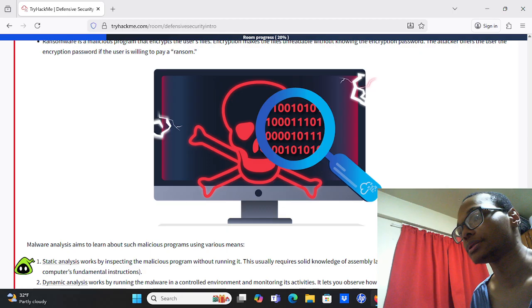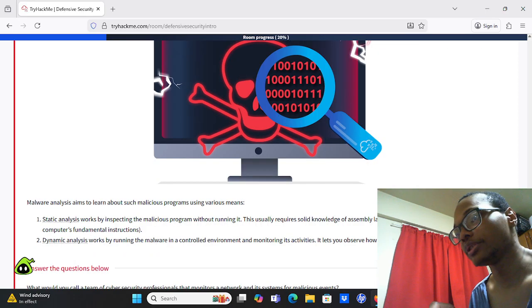Okay, we're on the last part. Malware analysts aim to learn about malicious programs using various means. Static analysis works by inspecting a malicious program without running it. This usually requires solid knowledge of assembly language, processor instructions, and computer fundamentals. Dynamic analysis works by running the malware in a controlled environment, monitoring its activities. It lets you observe how the malware behaves when running.